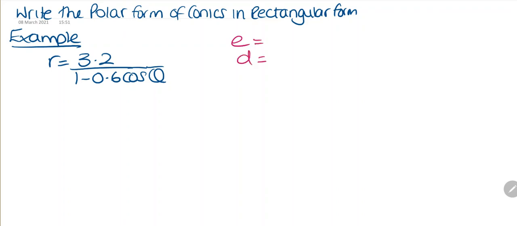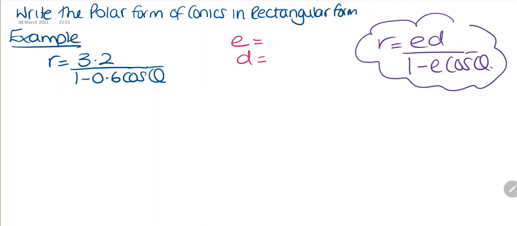If we look at this, we know that r equals ed divided by 1 minus e cosine theta. This is the equation that we're dealing with. So we know that the eccentricity is going to be 0.6. And if the eccentricity is greater than 0 and less than 1, we know that it will be an ellipse. So we're going to be looking for an ellipse this time.